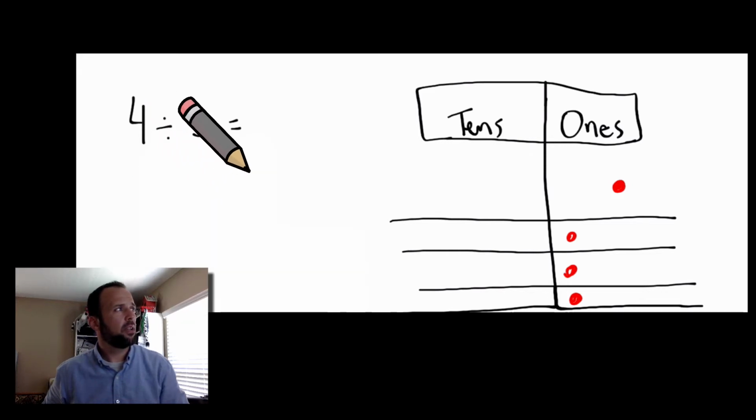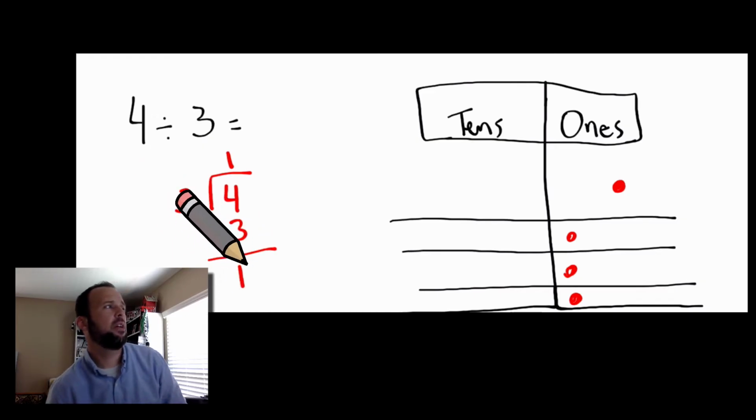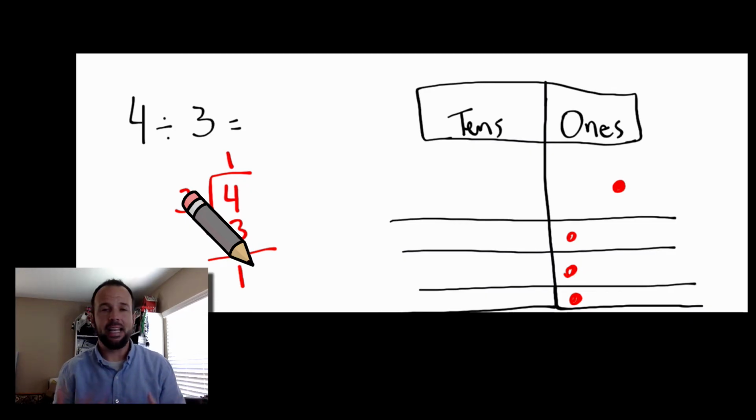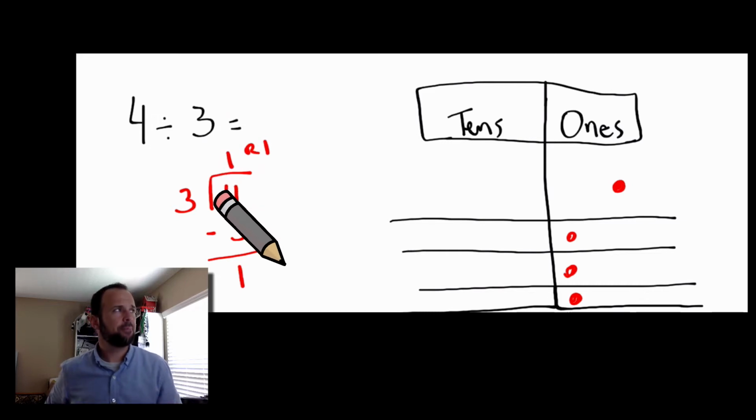Again, if we were to take a look at that up here using our standard algorithm, 4 into 3 groups, each group is going to have 1. 3 times 1 is 3. Subtract that out. That leaves us with 1 left over. Because that remainder is smaller than the number that I'm dividing by, I can't break it down. I can't go any further. I can't decompose it. So that's just going to be a remainder, 1 remainder of 1. Okay, so that's going to be my answer there.